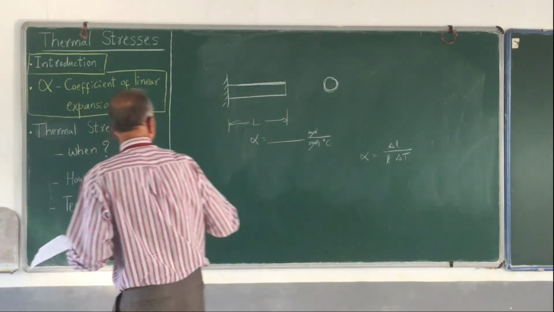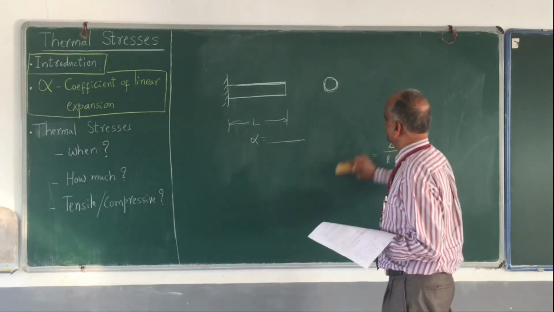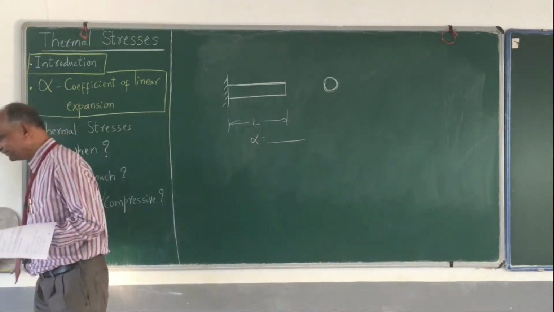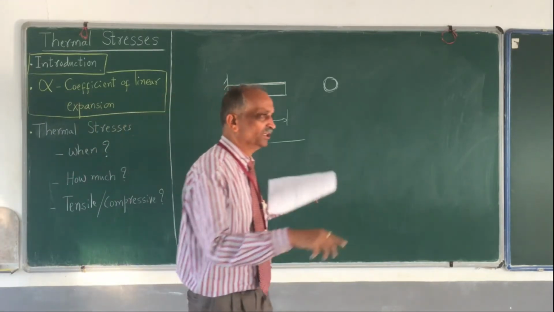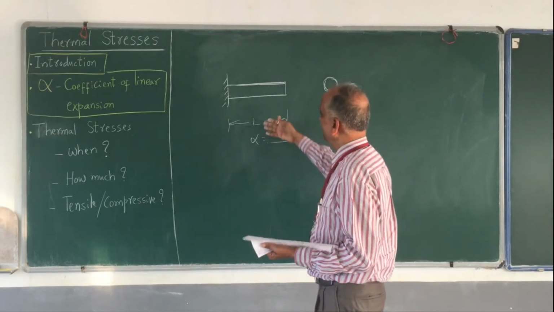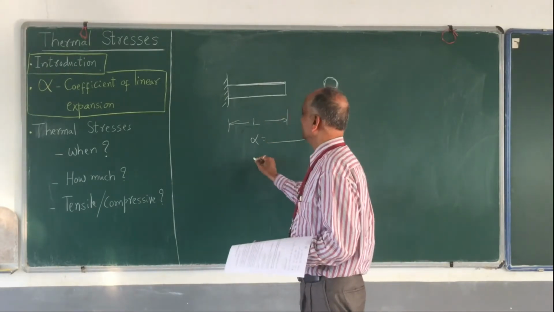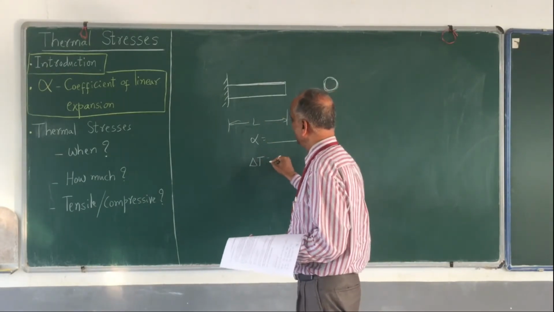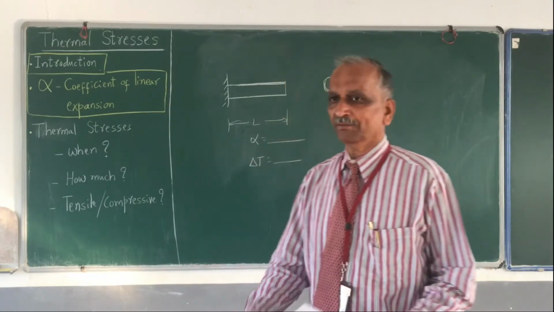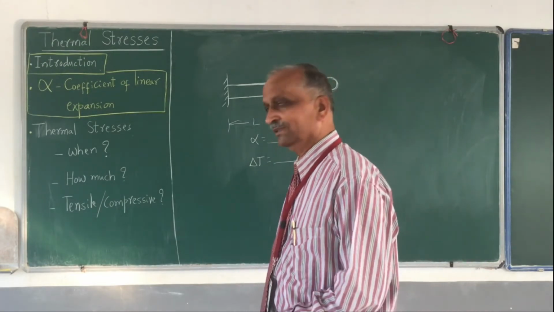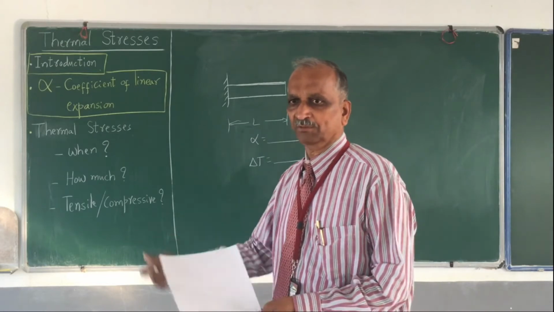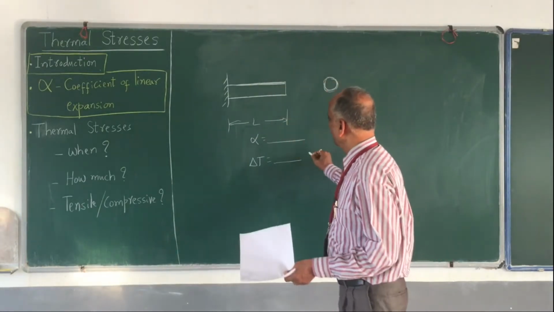So this member is made of a material whose alpha is so much. This value is quite small, usually something into 10 raised to minus 6. I know L, I know alpha, and I also know delta T. What do I mean by delta T? I know the initial temperature, then after supplying heat, the new temperature. I know T1, I know T2, and T2 minus T1 is so much. This also I know.